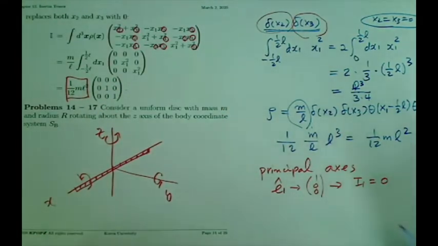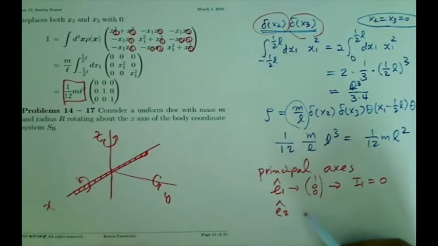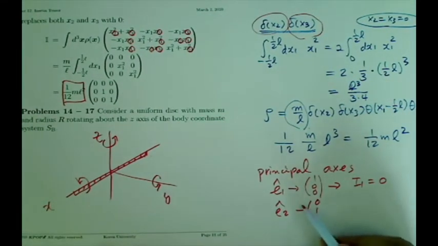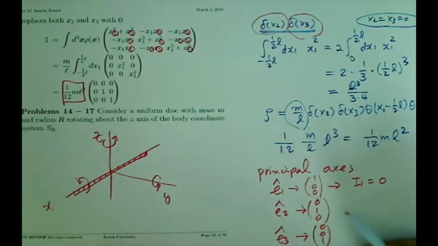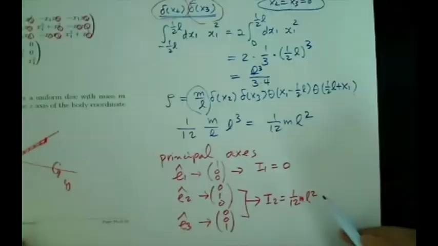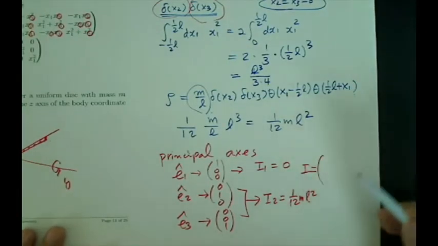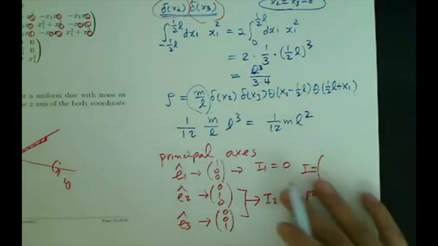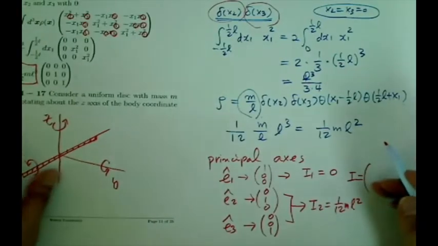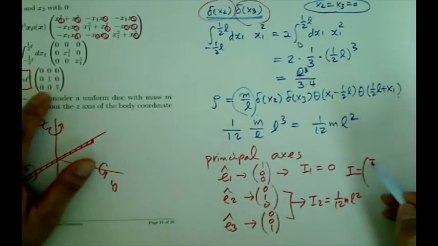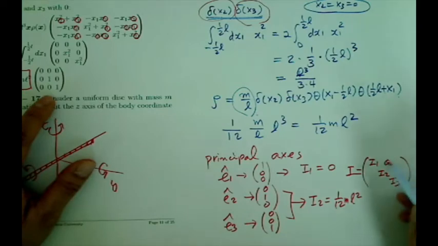And so E2, E3, these three are principal axes of this, and both of them have value I2, that is 1/12 m L squared. So our I, diagonal form, it is already diagonal form, I1, I2, I3, 0, 0, 0, 0.